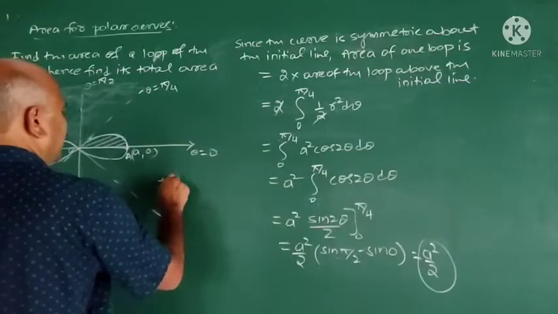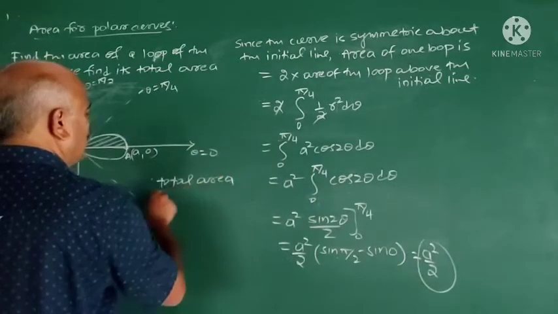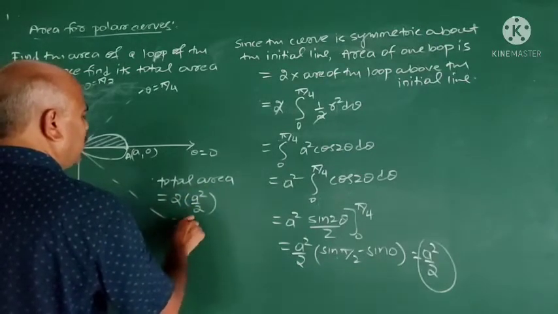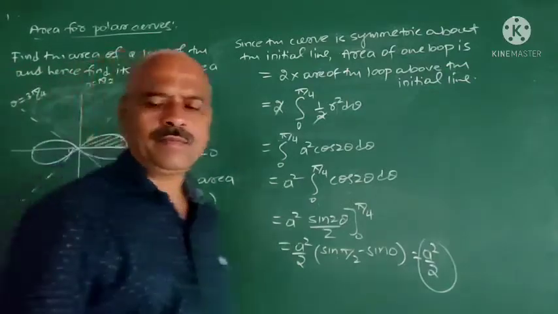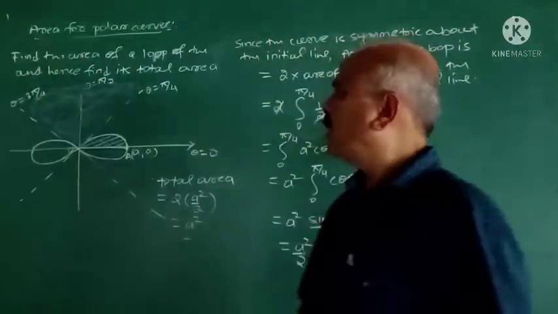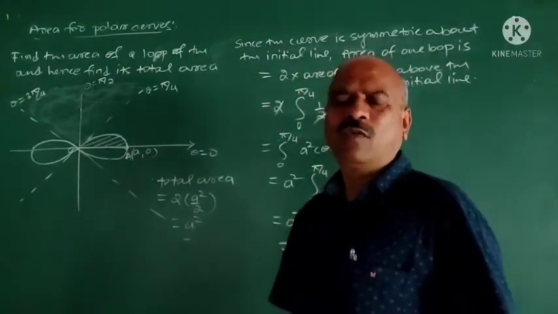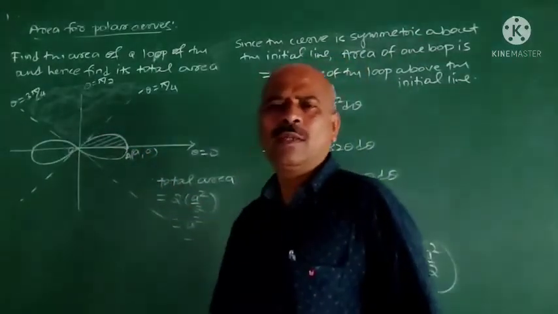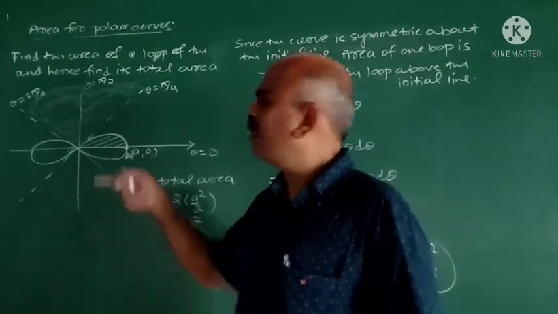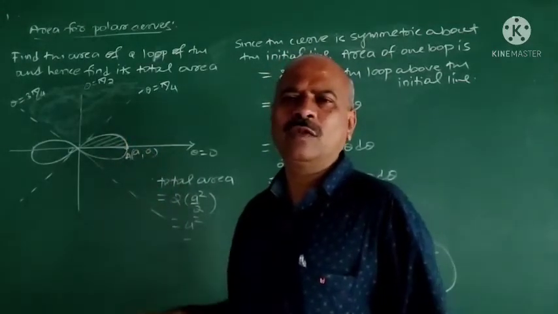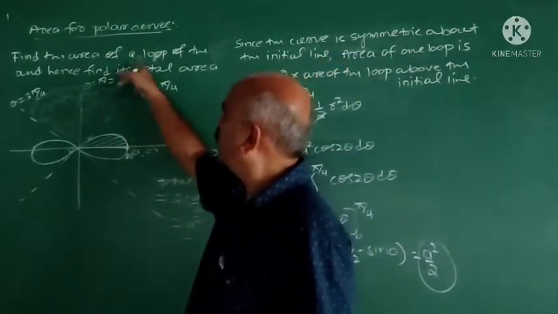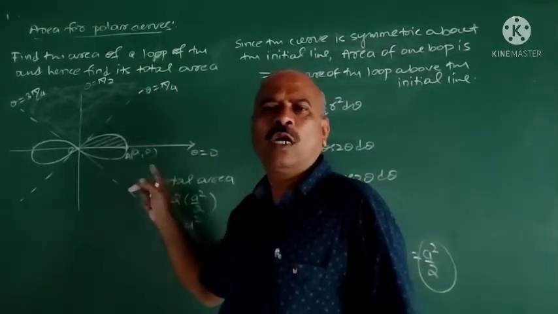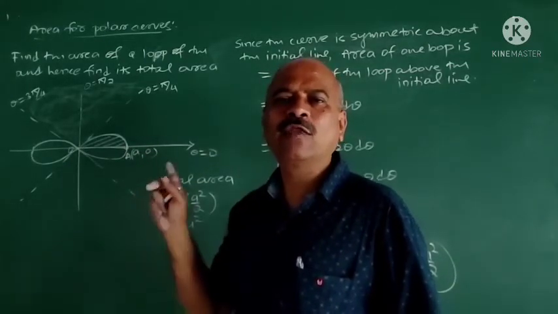Therefore the total area of the curve is 2 into a square by 2, because there are two loops, it is a square. So what is the area? The complete area is a square. The area of one loop is a square by 2. Important, my dear students, this is important. This question also can be converted into an MCQ. How? The area of one loop of the curve r square is a square cos 2 theta is a square by 2. The total area of the curve is a square. Remember.